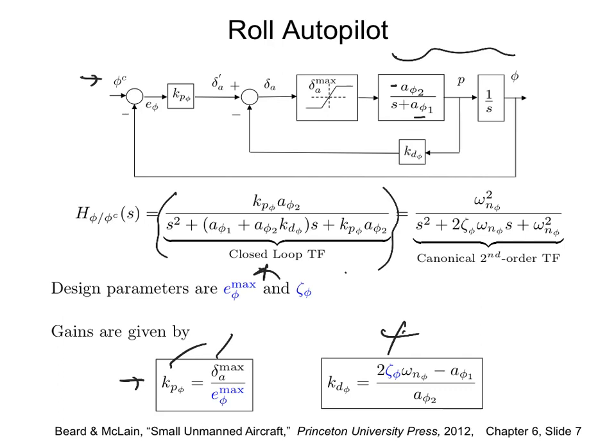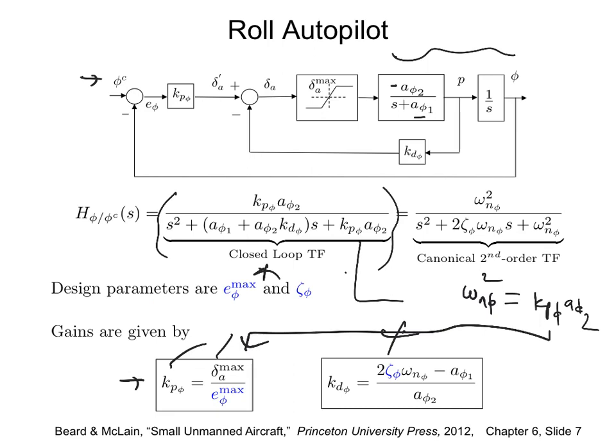And omega n phi can be found from here. Omega n phi squared equals Kp phi A phi 2, and Kp comes from here. A phi 2 is already known, so you get omega n from here, and then you can plug that in. This is not rocket science. We are just comparing coefficients of two second order equations. We want to make them the same.